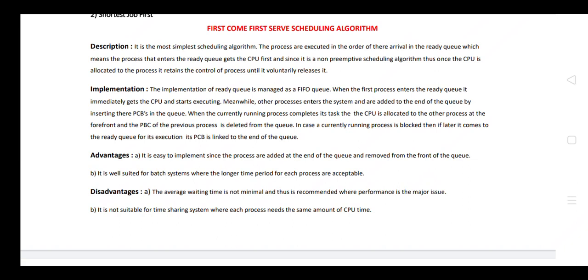And the second disadvantage is that it is not suitable for a time sharing system. Suppose you have multiple processes and all processes should get an equal share of time. In that kind of situation, whenever a particular process is executing, we cannot give equal time share to other processes. In situations in which time sharing is important, we also cannot use the first come first serve scheduling algorithm.